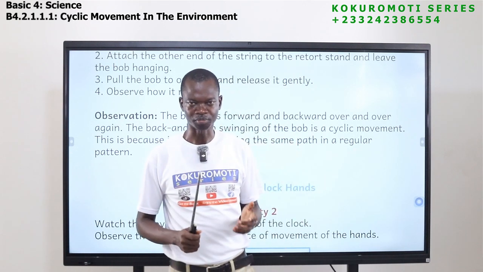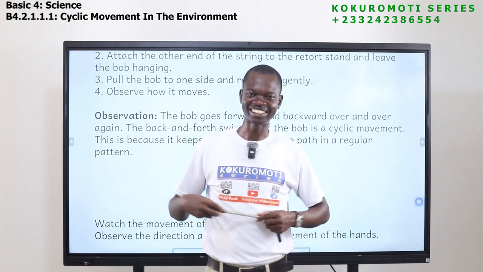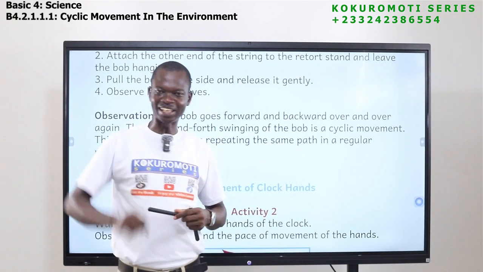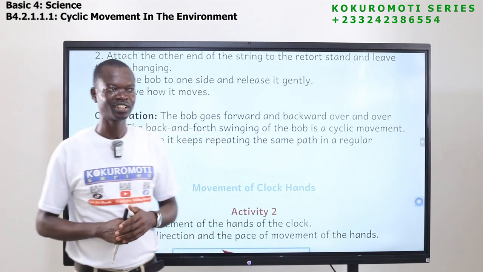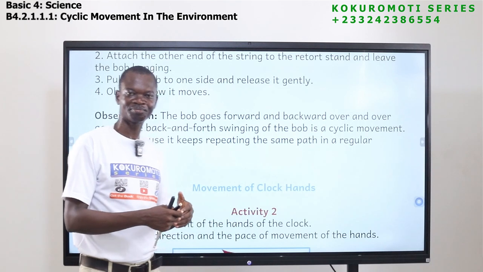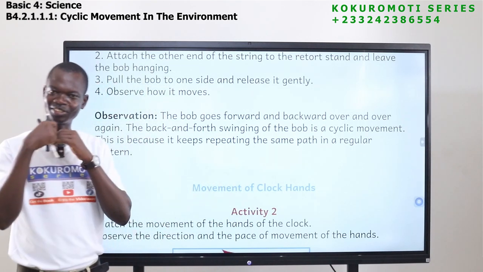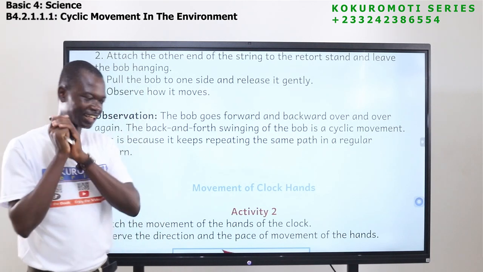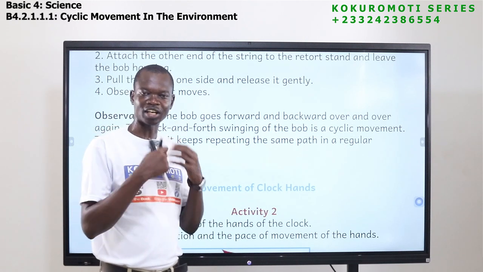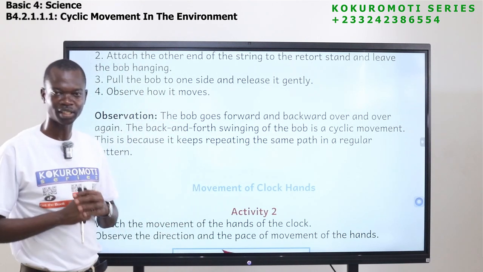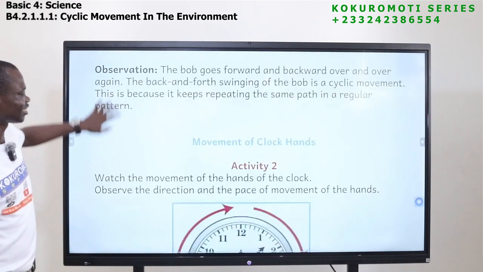The swinging pendulum. Okay, let me ask you, seesaw, up and down, seesaw, up and down. That movement, is it a cyclic movement? If you are enjoying yourself, you are playing with a seesaw. You see, you go forward, it comes back. You go forward, you come back. That forward and backward movement, can we describe it as a cyclic movement? Okay, I believe you got the answer correct. Okay, let's look at the next one.